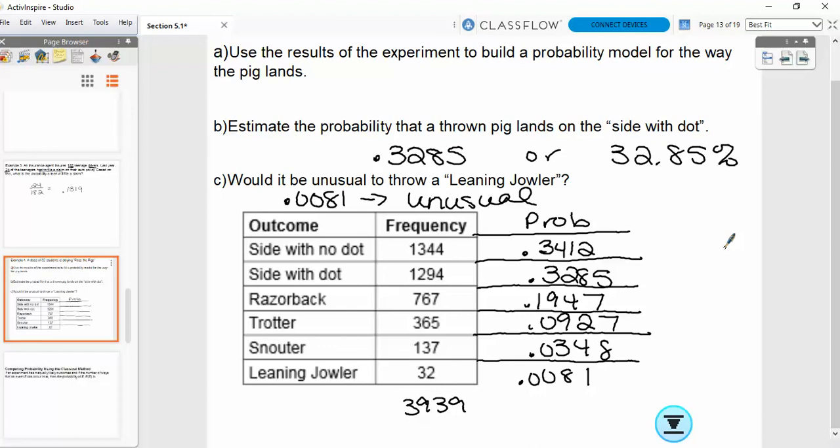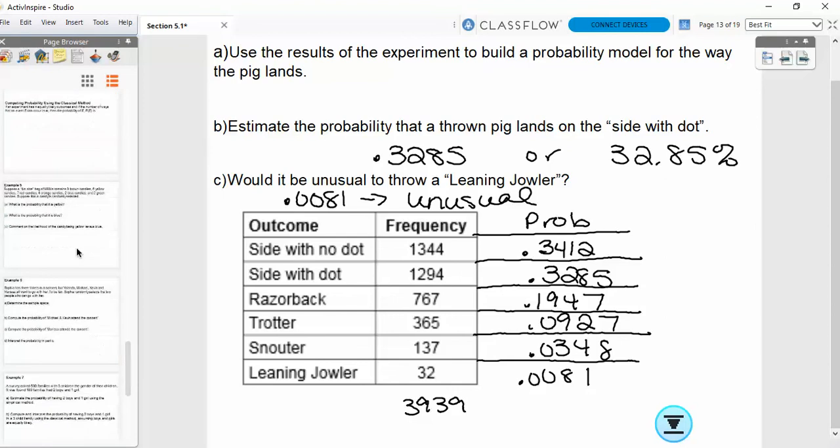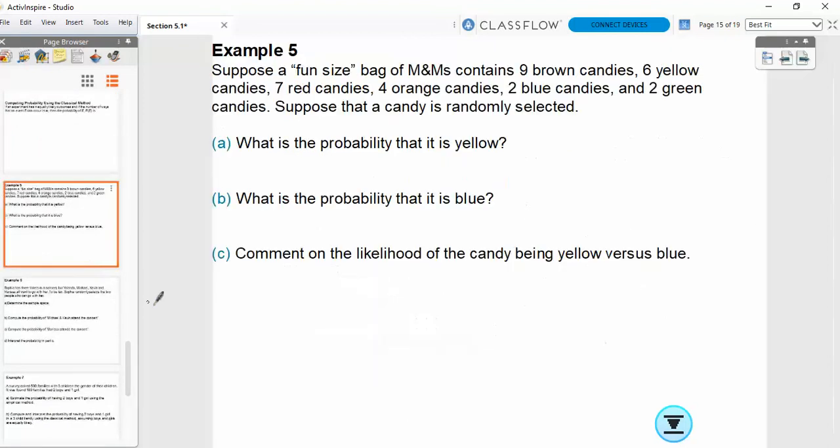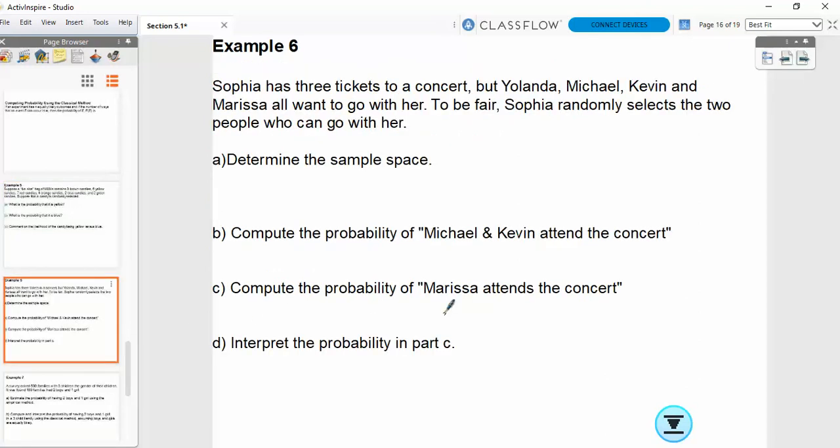Let's do just a couple more. I want to make sure I leave you some time to start homework. I'm not going to do this one because we already did one with the colors of M&Ms. Could you guys do that? Okay. How about, let's do this one.